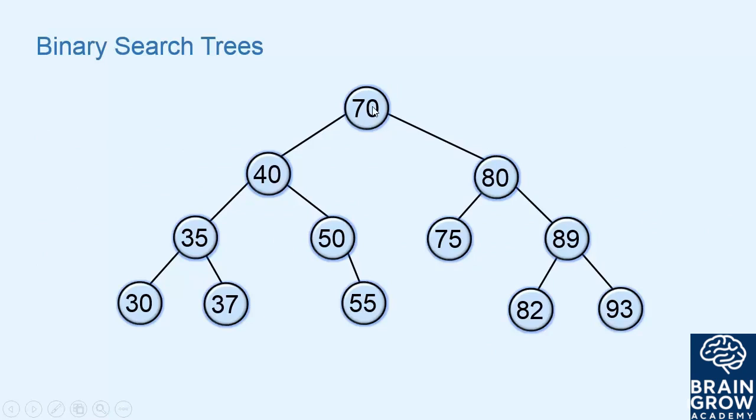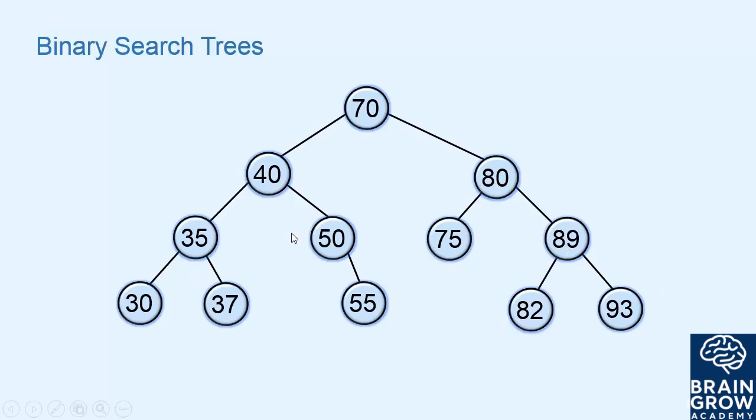In this tree, 70 is the root node, this is the left subtree, this is the right subtree. So we can see all the keys in this left subtree are less than 70 and all the keys in this right subtree are greater than 70. These two subtrees are also binary search trees. So in this subtree, 40 is the root. All the keys here in this left subtree of 40 are less than 40 and all the keys in the right subtree of 40 are greater than 40. Here, the 75 is less than 80 and all the keys here are greater than 80.